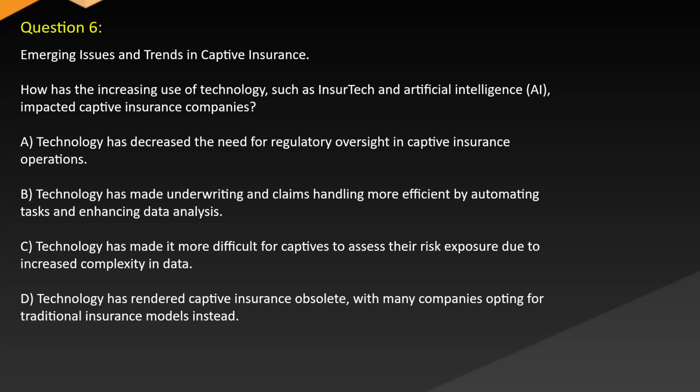B. Technology has made underwriting and claims handling more efficient by automating tasks and enhancing data analysis. C. Technology has made it more difficult for captives to assess their risk exposure due to increased complexity in data. D. Technology has rendered captive insurance obsolete, with many companies opting for traditional insurance models instead.